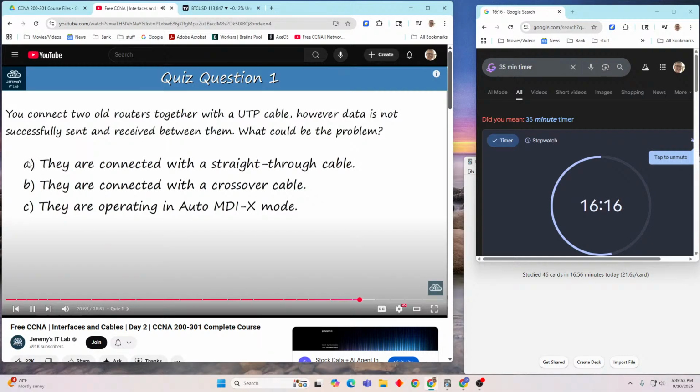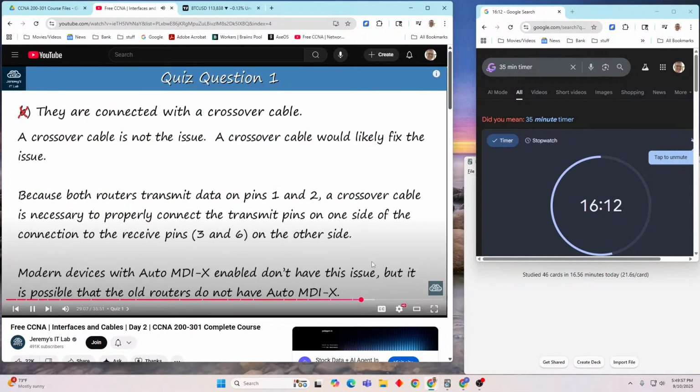The answer is A, they are connected with a straight-through cable. Let's check each of the possible answers. A crossover cable is not the issue. In fact, a crossover cable would likely fix the issue. Because both routers transmit data on pins 1.